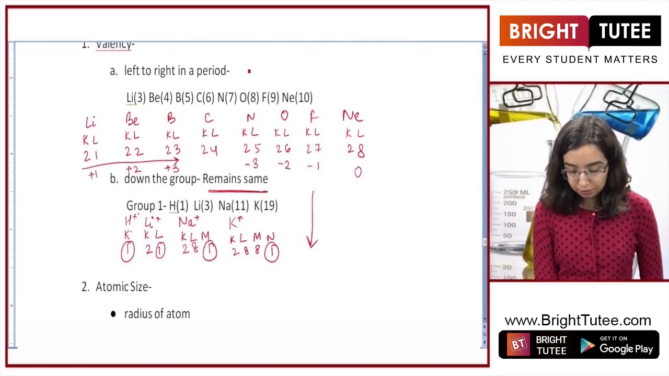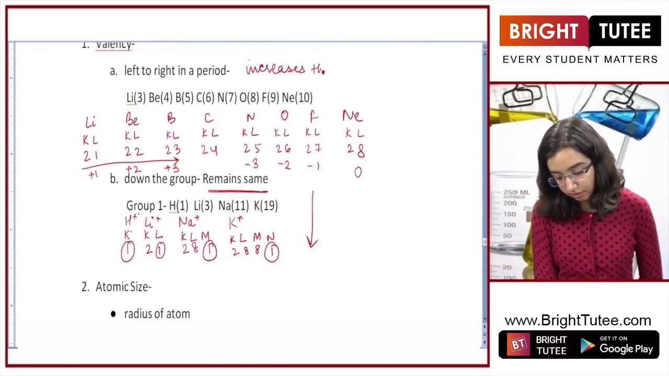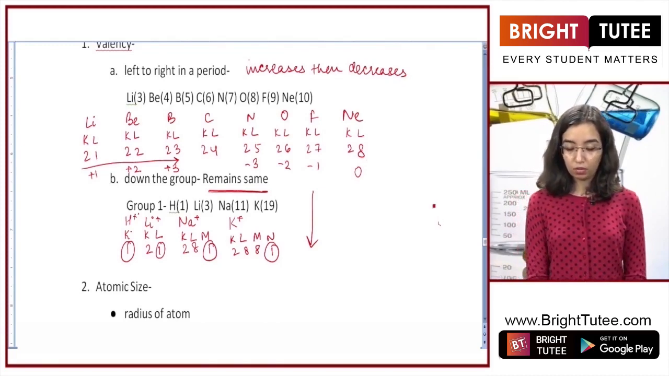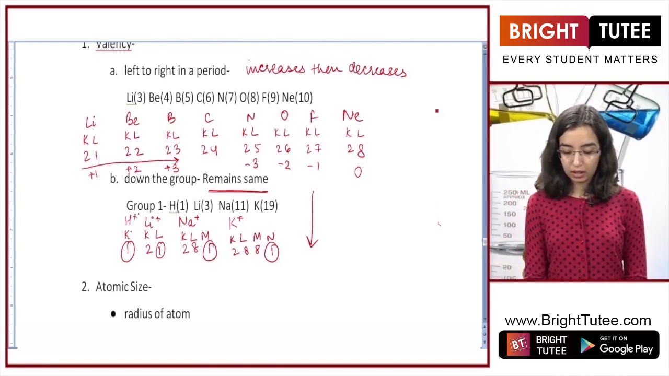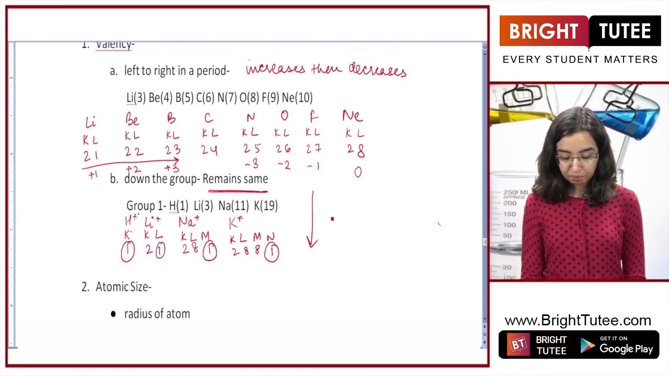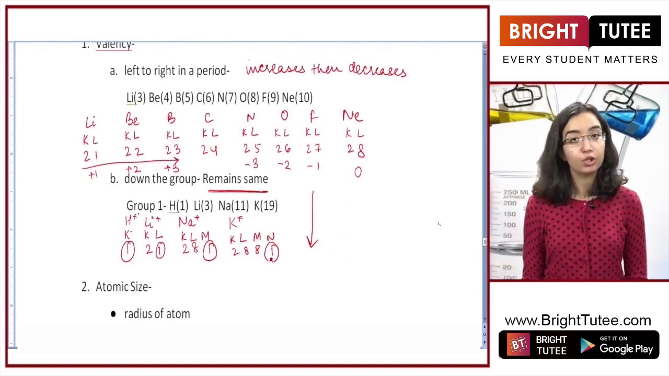For a period, it first increases and then decreases. So that is about valency. When you go from left to right in a period, the valency increases then decreases. When we talk about going down the group, the valency remains the same because the number of electrons in the outermost shell is the same.